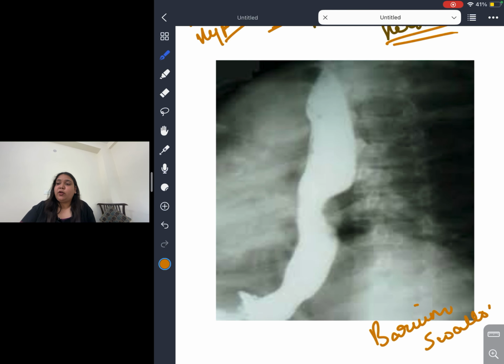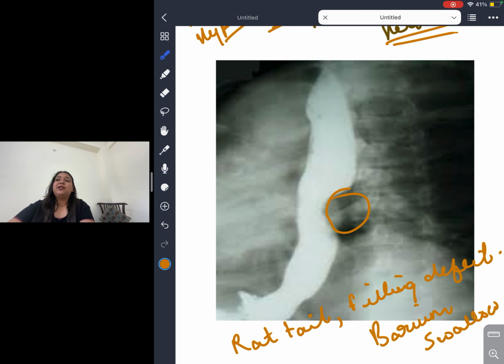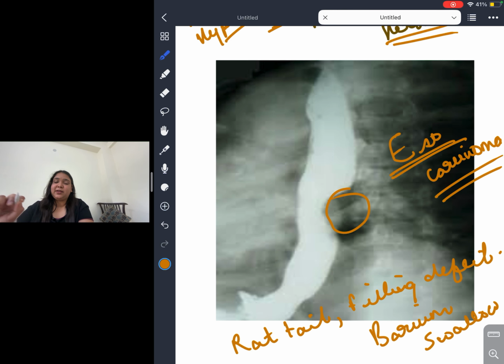Barium swallow, and what you can notice here is that there is a filling defect, and moreover you can also notice this appearance, which refers to a rat tail. So we have a rat tail appearance with filling defect. This is the filling defect over here. Now this is an image of esophageal carcinoma, a cancer of the esophagus. So here we have filling defect with a rat tail appearance.